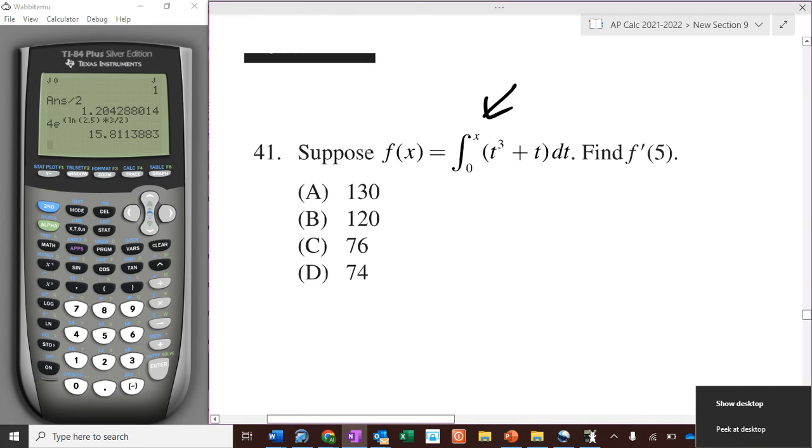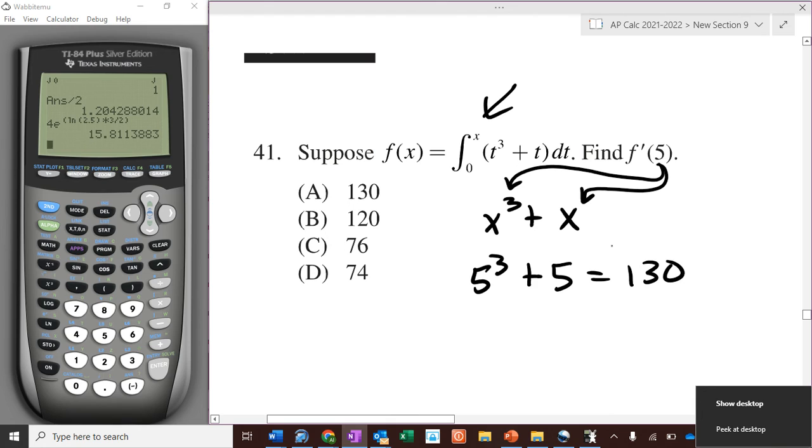So what do we do with that x? Put it in the x. So it's x cubed plus x. Now, x cubed plus x at 5. Throw in the 5. What's 5 cubed? 125 plus 5. That's it. Fundamental theorem of calculus is fairly easy because this is the first derivative. So if we take the first derivative of this, then you just stick the number in and stick the number in.